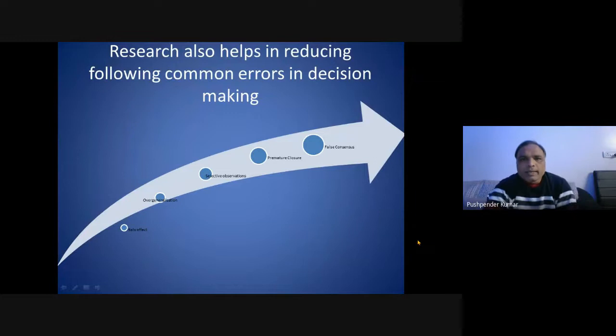Here you see, research also helps in reducing the following common errors in decision making. So here we have a few errors, and let us see these different concepts. We have halo effect, overgeneralization, selective observation, premature closure, and false consensus. So we will understand all these different common errors in decision making, and it would be really great if we understand that these are the possible concepts which lead to or promote errors.